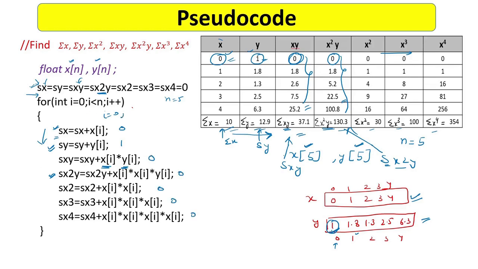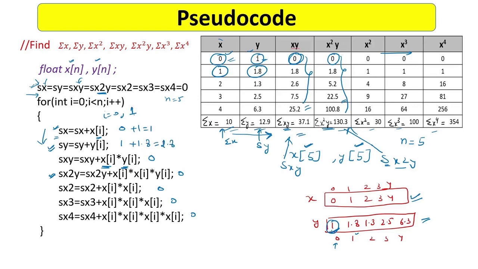Now in the next iteration, that is for I equal to 1, what will happen? All the 1th index values of everything will be added. So for I equal to 1, this will be x of 1. So x of 1 is this. So this will be 0 plus 1 equal to 1. Now the sum of x to y, this value will be added. So this will be added, that means the total will be 2.8.